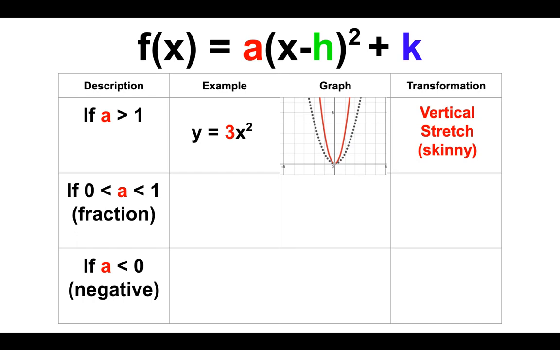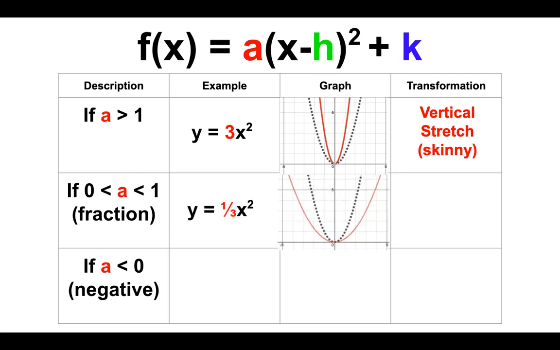If a is between 0 and 1, such as a fraction smaller than 1, like 1/3 x squared, it gives us this graph. This red function is wider or fatter than the dotted parent function. We call this a vertical compression.